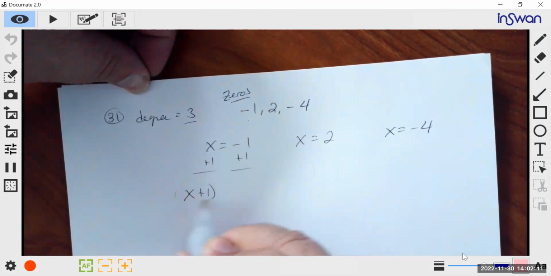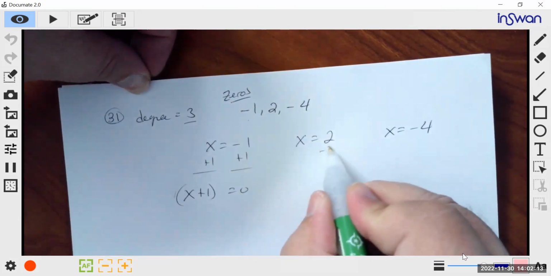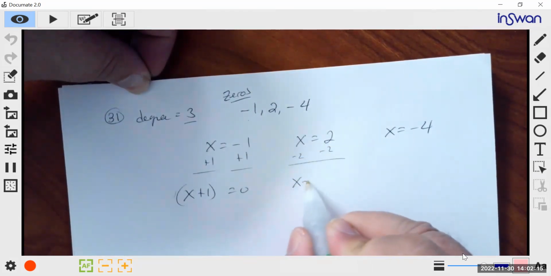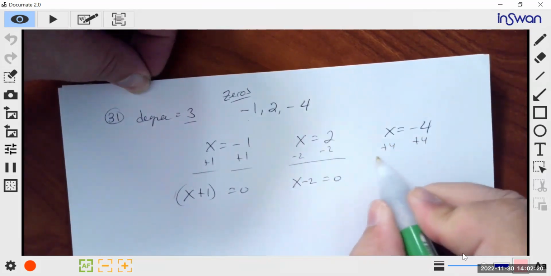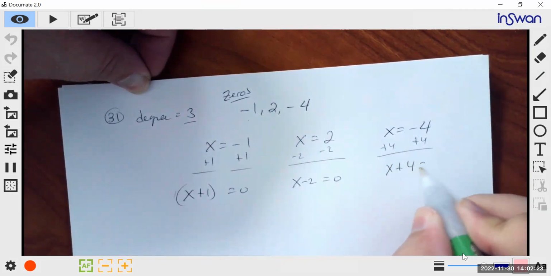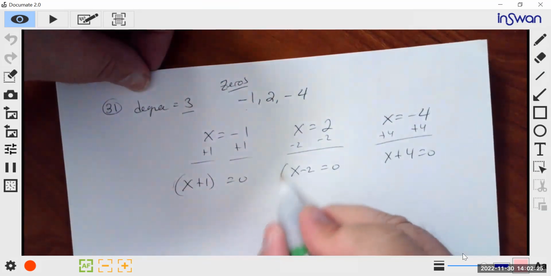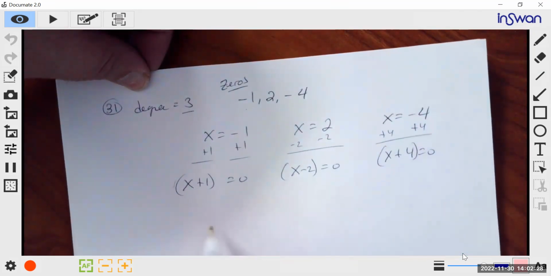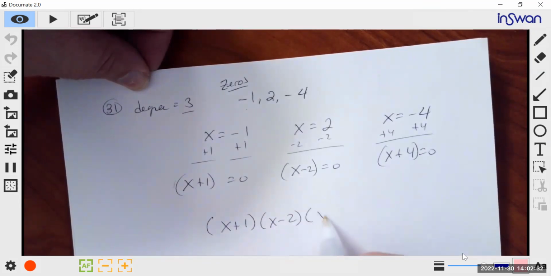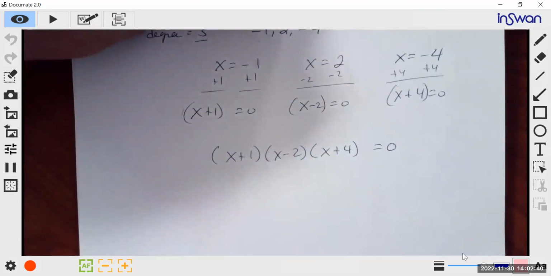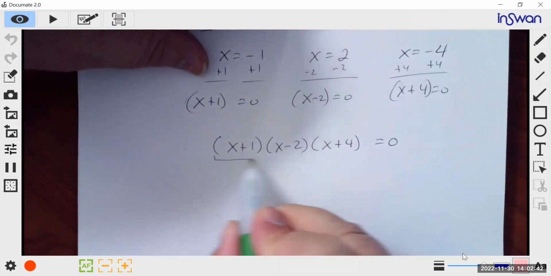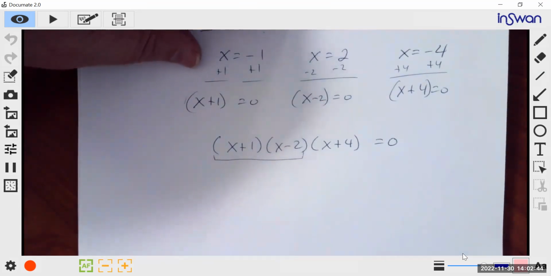So x plus 1 equals 0, x minus 2 equals 0, and x plus 4 equals 0. Those are my factors. So x plus 1, x minus 2, x plus 4. Multiply those two together first.